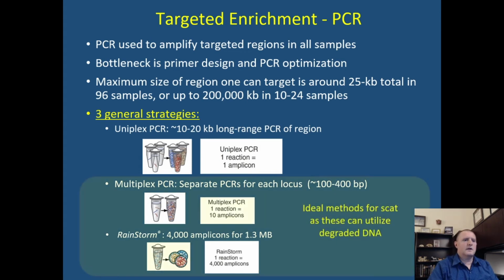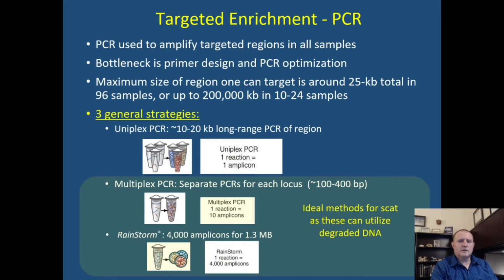The other two strategies, however, are more amenable for DNA that is degraded or of low quantity, like you have in scat, right? Basically, the way it works is that you just design primers that are adjacent to, or on either side of, the specific SNPs or markers that you want to sequence, right? And you can do a kind of low throughput multiplex where you can design, for example, let's say 10 primer pairs to amplify 10 different SNPs.